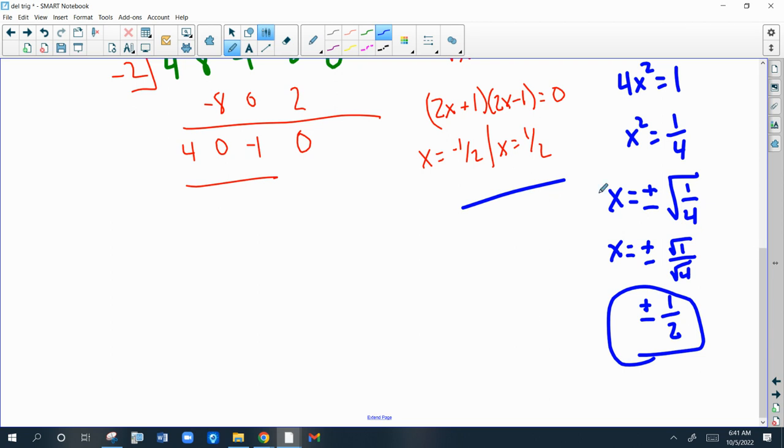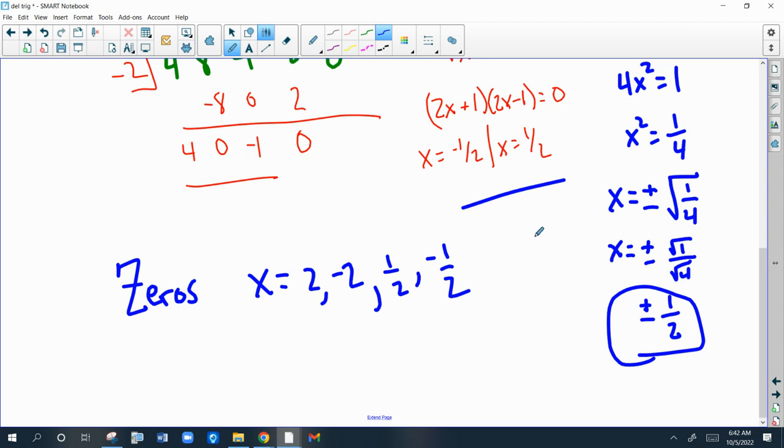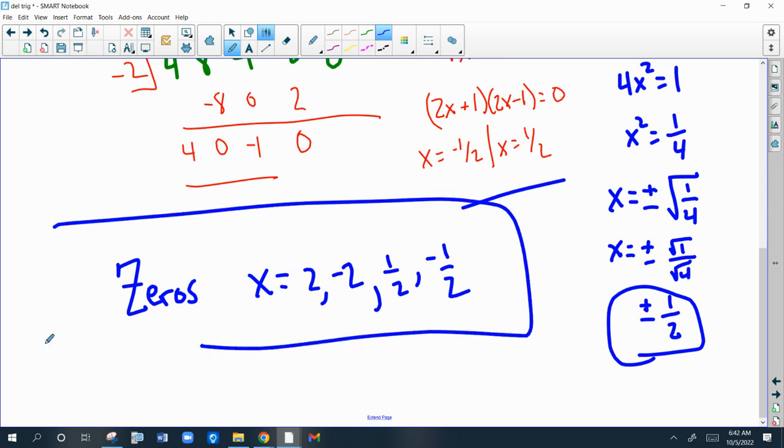So to answer the question, my real zeros of this function are x equals 2 and -2 from the synthetic division and 1/2 and -1/2. It's a fourth degree polynomial and 4 zeros. That's not surprising. And that is it. It's not too bad.